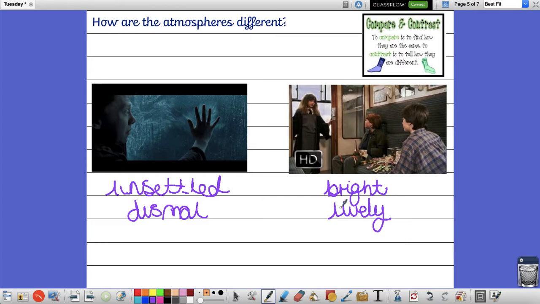So I'd like you to compare those two scenes, okay, and create some words. I would say maybe about six for each one, describing the atmospheres in each scene. When you have done that, come back and press play.